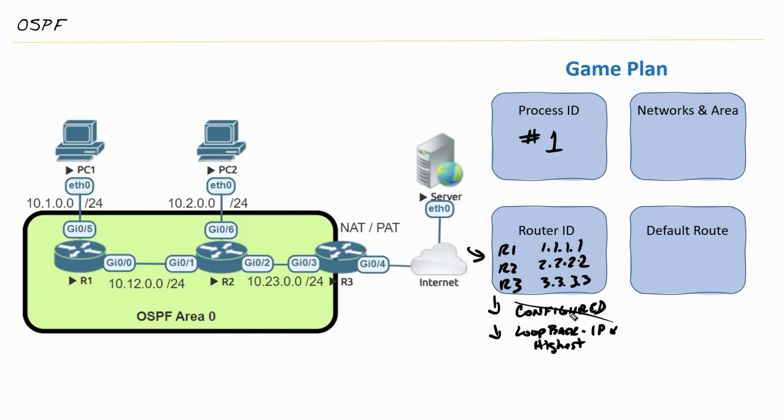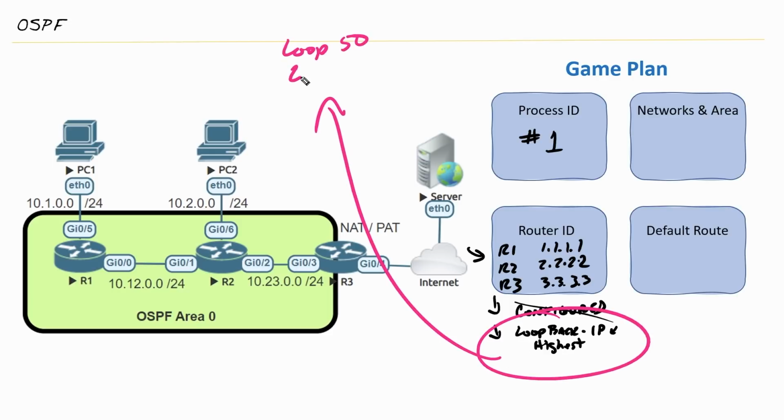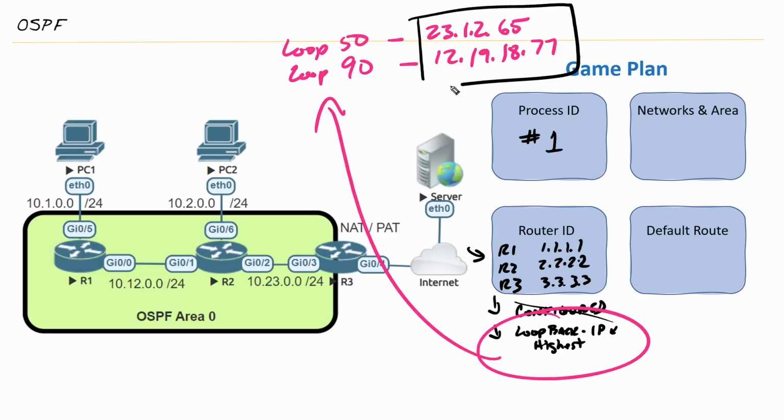And here's what I mean by the highest loopback address. Let's imagine we have loopback 50 and loopback 90. And on loopback 50, we have the IP address of 23.1.2.65. And on loopback 90, we have the IP address of 12.19.18.77. So then the question is, okay, which of these two is the highest IP address? Well, it's not the actual interface number, loopback 50 or loopback 90. It's actually the IP addresses themselves that we're looking at. So the highest IP address would be this one right here, the 23.1.2.65.